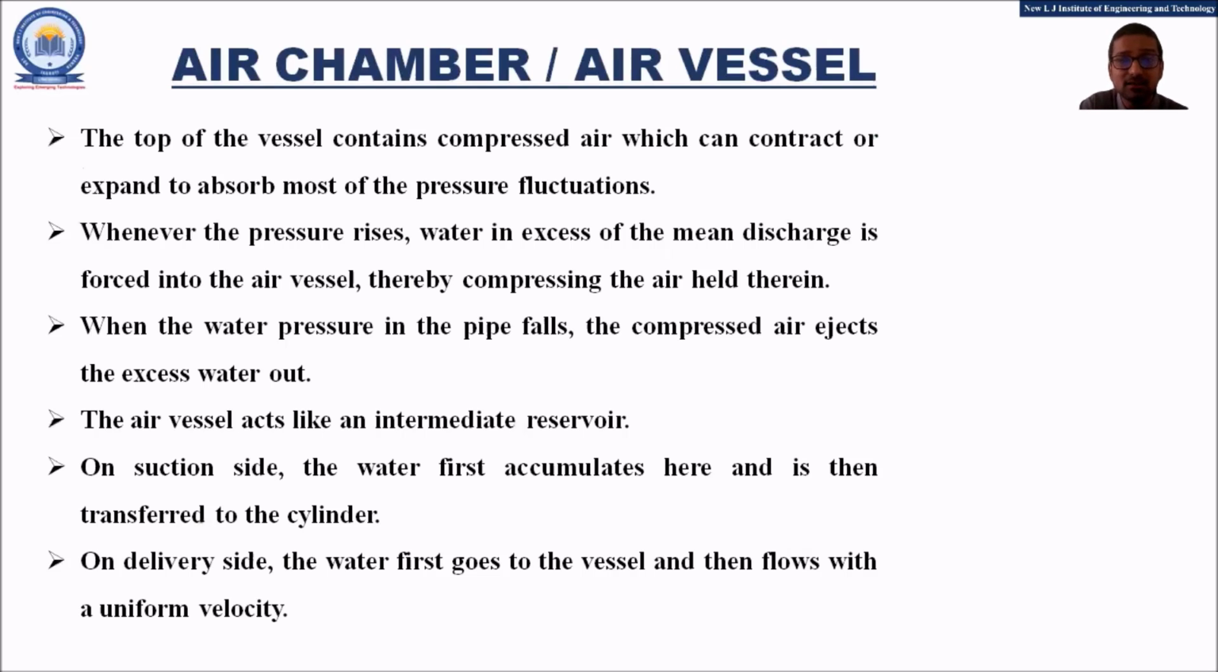The top of the vessel contains compressed air which can contract or expand to absorb most of the pressure fluctuations. When the pressure rises, the water in excess of the main discharge is forced into the air vessel, thereby compressing the air which is already filled in the vessel. Now when the water pressure in the pipe falls, this compressed air ejects the water out of the vessel. So the air vessel can act like an intermediate reservoir or tank.